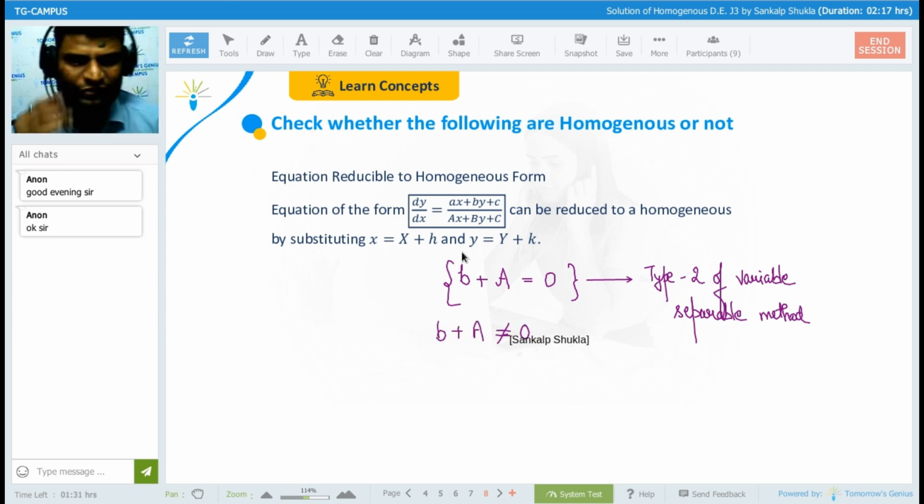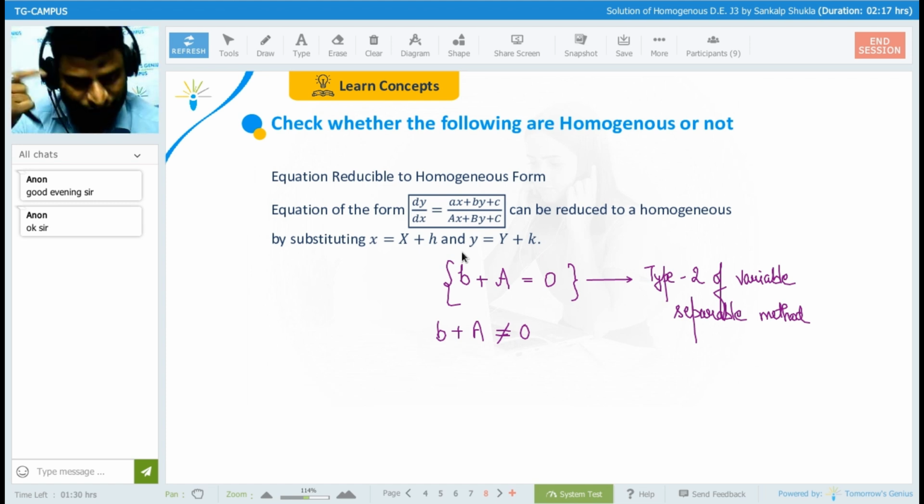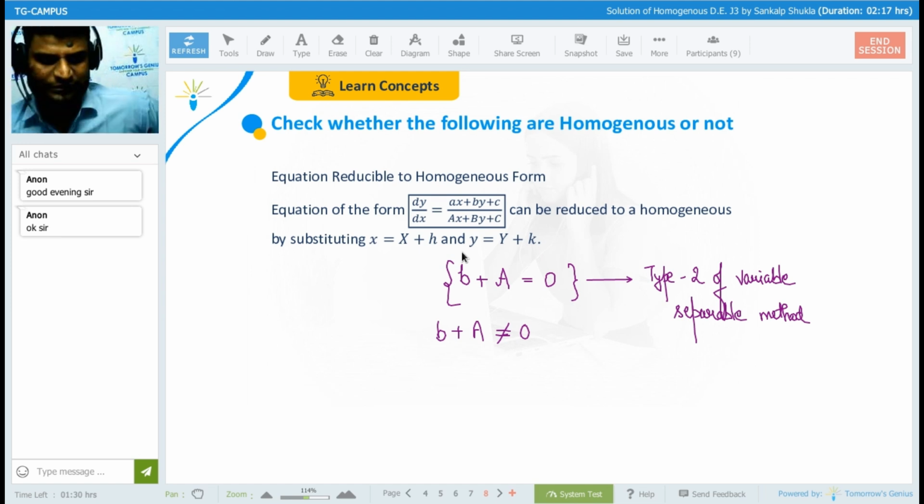When b plus a is not equal to 0, or like, if you see that b plus a is adding up to 0, then you can use the type 2 of variable separable method. But if you are not getting 0 when you add b and a, then you can use this method. This method can be useful in the first case also and in the second case also. So this is the trick for all the cases, the ultimate standard solution that I am giving to you.